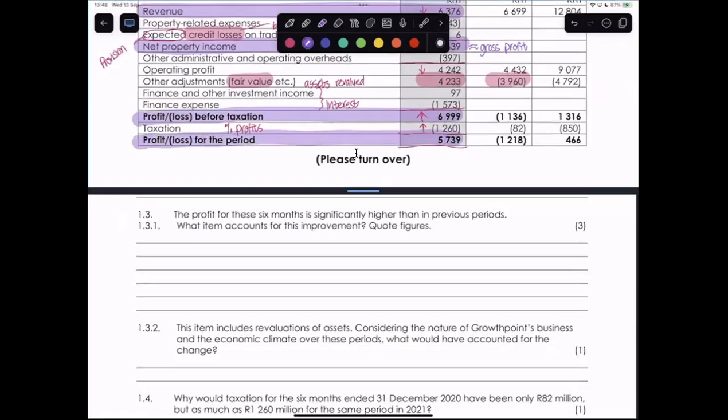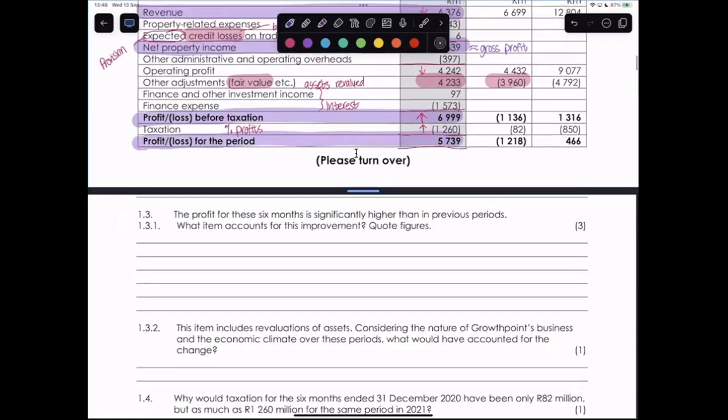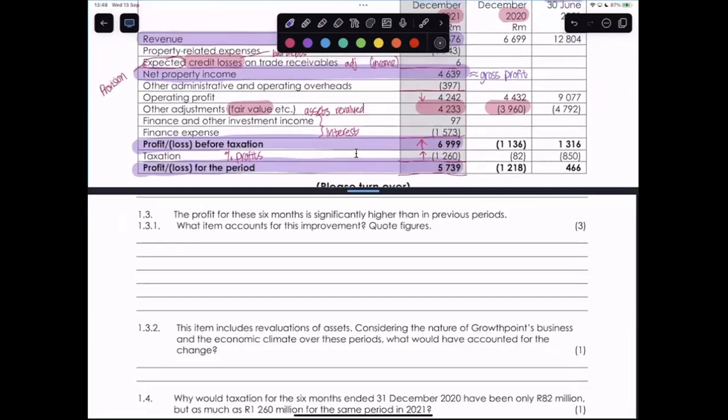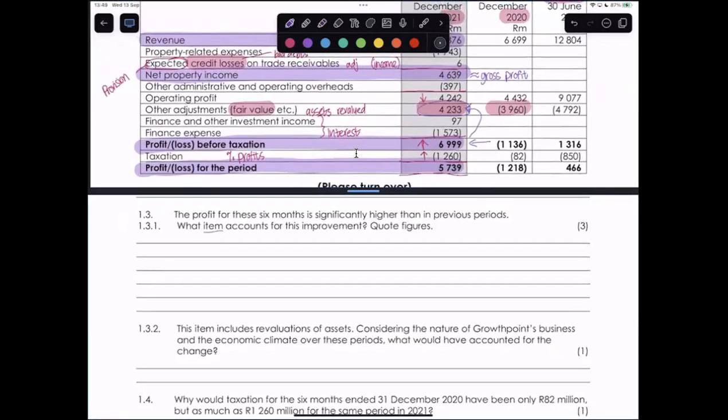What item accounts for this improvement? Quote figures. Now, luckily, we've already looked at this because we immediately saw that, hang on, there's a huge change from last year to this year. And we worked it out as, oh, look, our fair value adjustment is the reason. So it's just asking for what item. It's not asking you to explain. You don't have to worry if you don't understand it fully, as long as you can identify that the item is the other adjustments, fair value, etc.